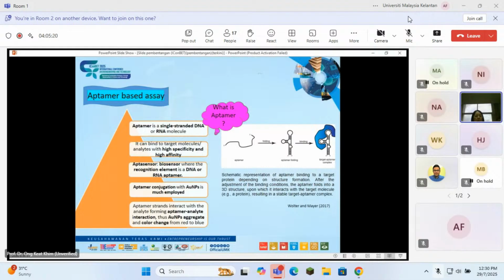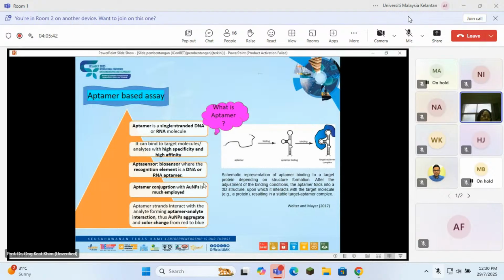Okay, aptamer-based sensor. Okay, what is an aptamer? An aptamer is a single-strand DNA or RNA molecule. It can bind to a target molecule or analyte with high specificity and high affinity. An aptamer sensor is a biosensor where we use DNA or RNA aptamer as the recognition element.